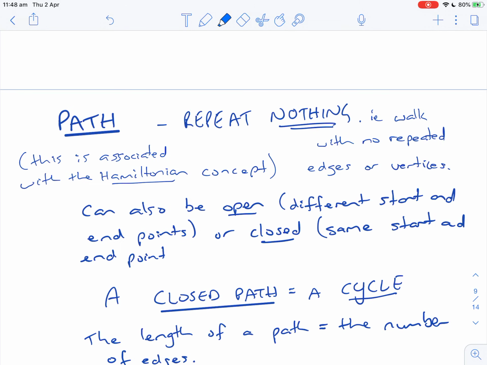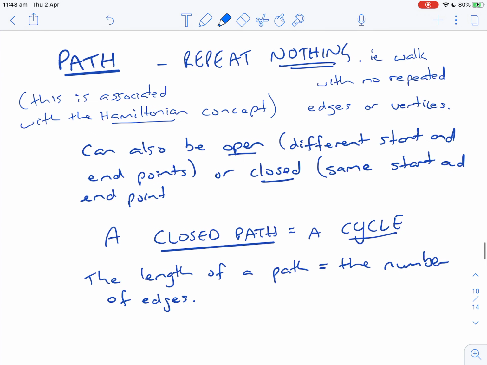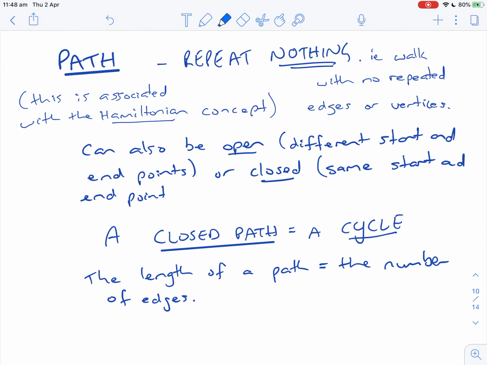Okay, so a path is different in that you can't repeat anything. So in a path you repeat nothing. So you can't repeat any edges and you can't repeat any vertices. So we associate this with the concept of something being Hamiltonian. We'll cover that later. But not every path will be Hamiltonian, but some of them will be. A path can also be open or closed. So an open path is one, again, where we start and end at different vertices. And a closed path is one where we start and end at the same point.